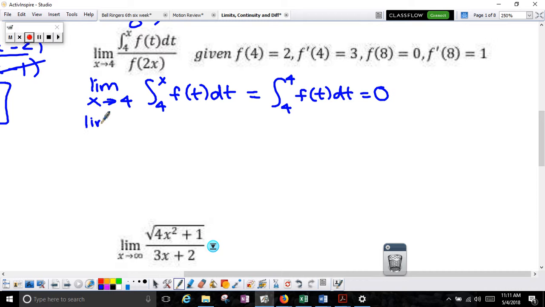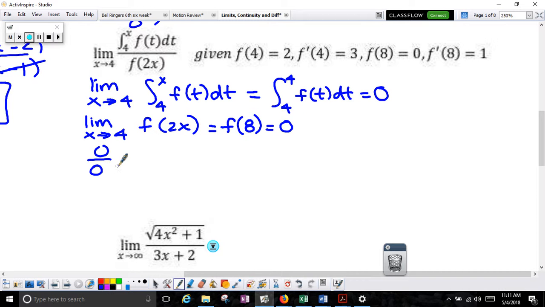Okay, let's take the limit as x approaches 4 of the denominator. So that would be f of 8. Do they tell us f of 8? Yes, indeed. F of 8 is 0. Okay, so we do get 0 over 0. Again, indeterminate.